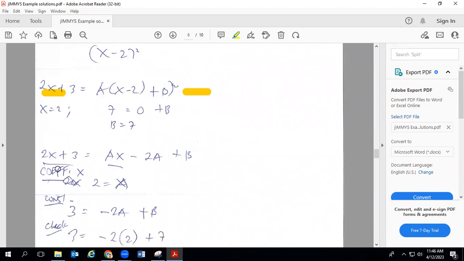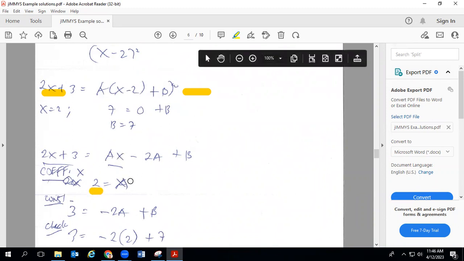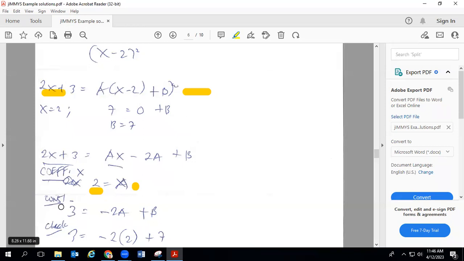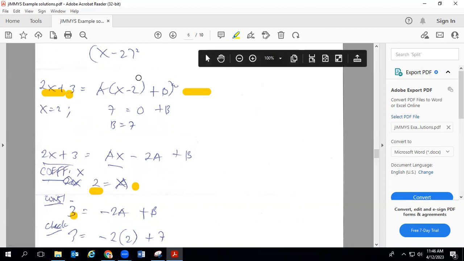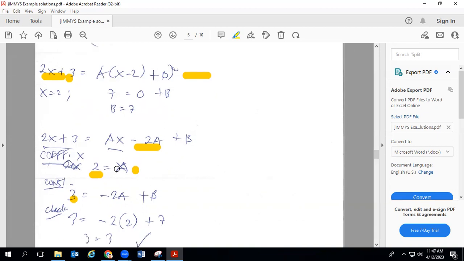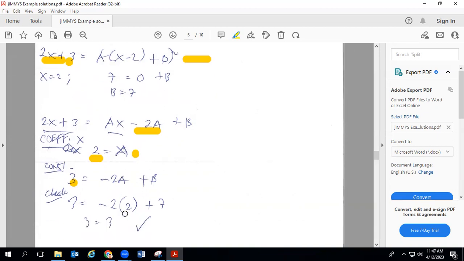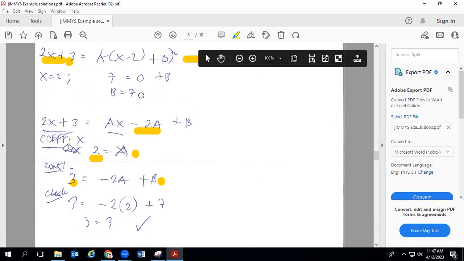Coefficient of x. Let's say we use the coefficient of x. What's the coefficient of x here? This is 2, right? The coefficient of x here is A. So meaning A is equal to 2. About the constant, what are the constants? Here, the constant is 3. Copy it here. Here, the constant is your negative 2A. A is part of the constant. B is also constant. Since you have A equal to 2, you can compute the value of B. But this one is just to check, because we already calculated B earlier.